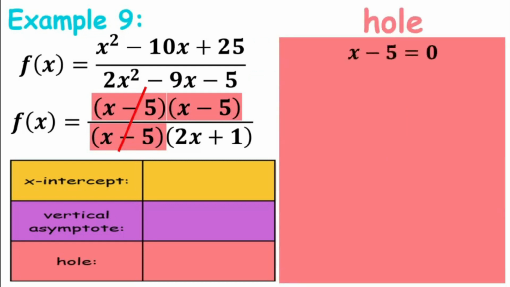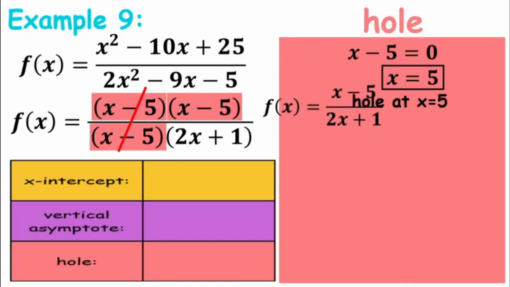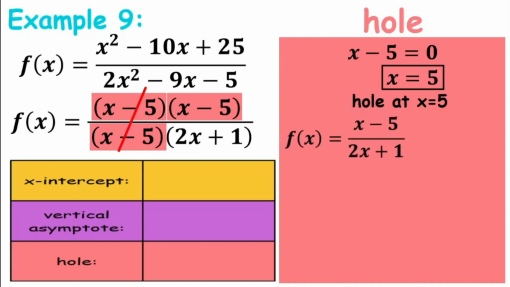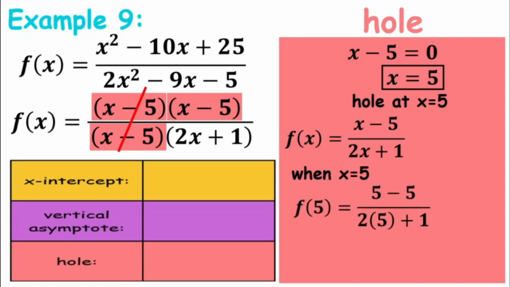X minus 5 is equal to 0. Transpose negative 5, we have x is equal to 5. So there is a hole at x is equal to 5. The simplified form of the function is f of x is equal to x minus 5 all over 2x plus 1. When x is equal to 5, we have f of 5 is equal to 5 minus 5 all over 2 times 5 plus 1, which gives 0 over 11, which is equivalent to 0. So the coordinate of the hole is (5, 0).